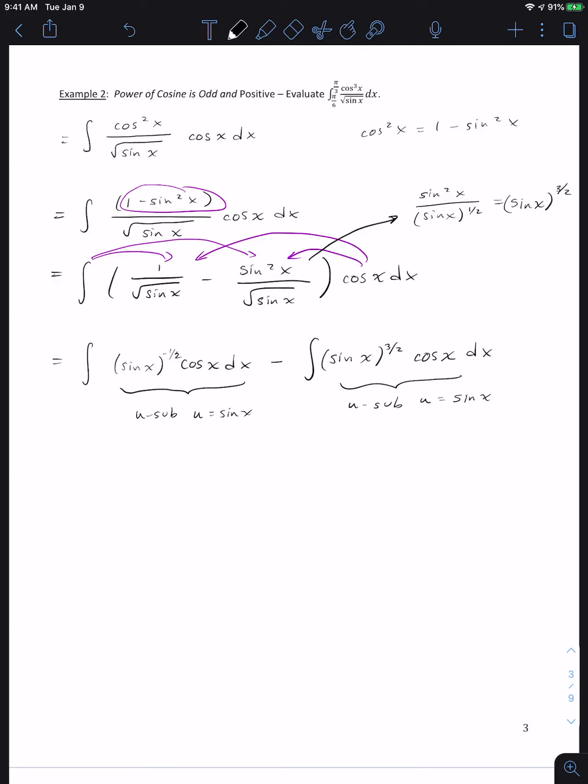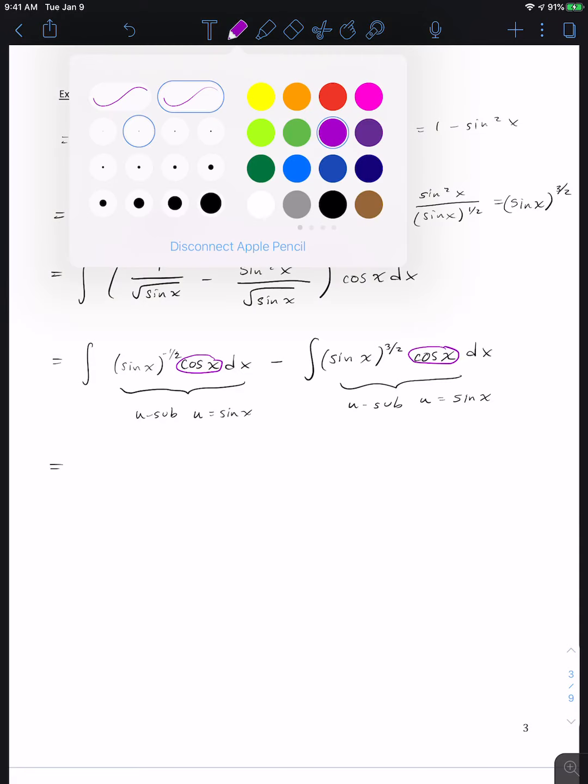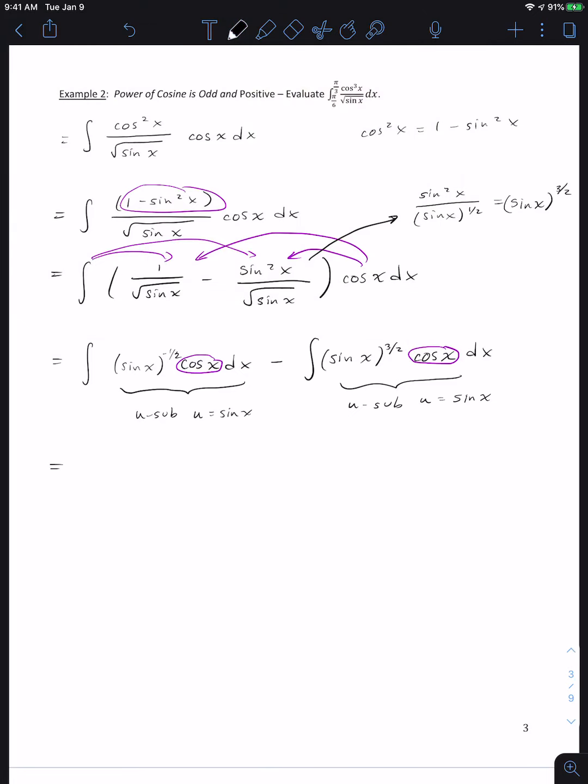Again, if you're not comfortable with me jumping the step, you can go ahead and practice the u substitution. But notice here that I have cosine on the outside, which is the derivative of sine. And so I am able to do just the power rule, with the inside function being sine and the outside function being u to the negative 1/2 in one integral and u to the 3/2 in the other.